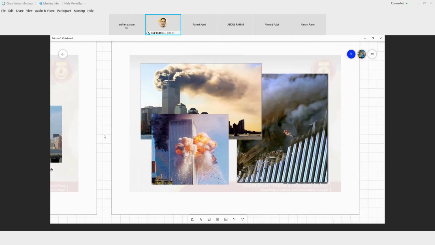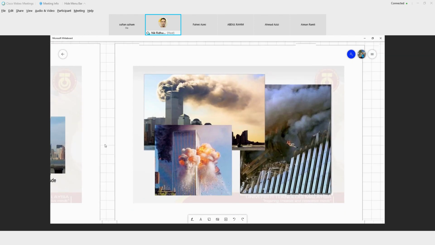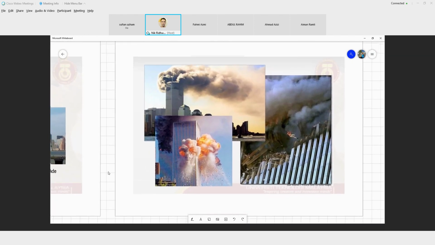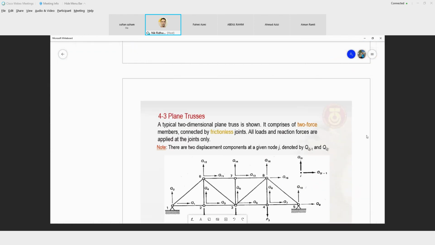Yang ni saya tak tahu kenapa ada gambar dia kat sini, apa kepentingan dia pun saya tak tahu. Sebab slide ni pun dia jangan ambil daripada orang lain. Ini pun nak cerita pun banyak konspirasi. So kita tak boleh cerita itu.